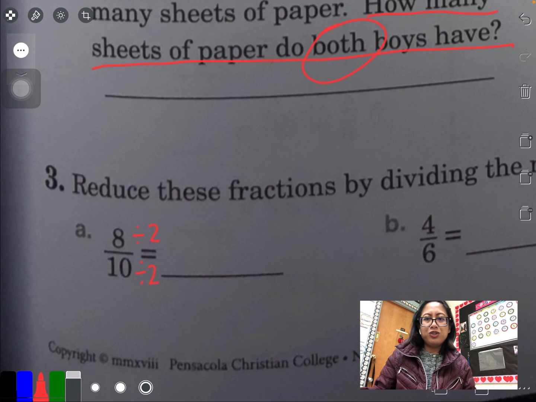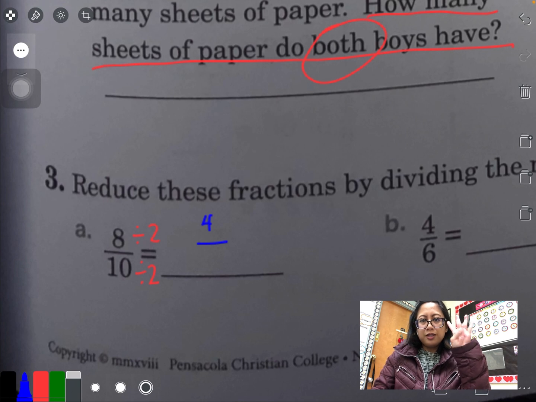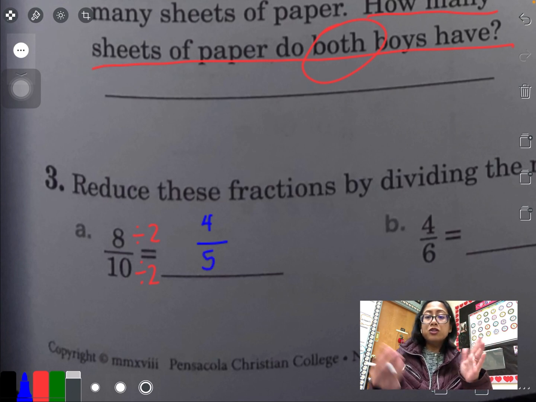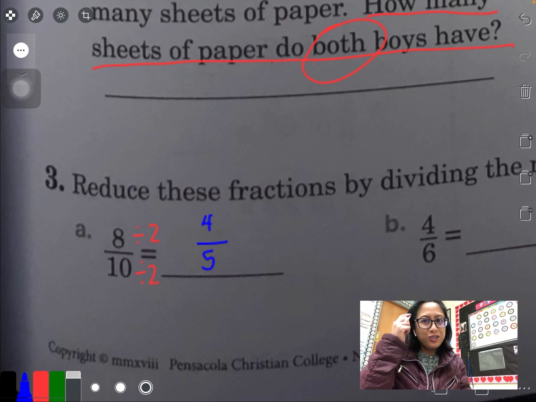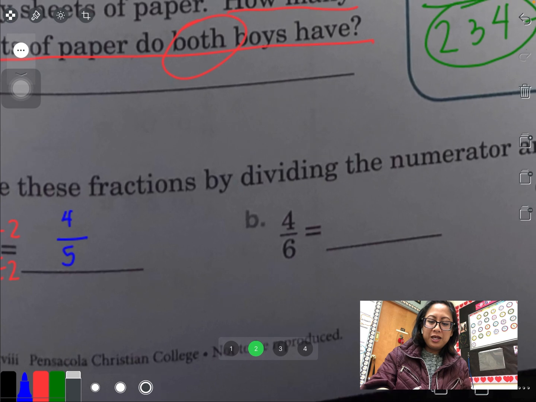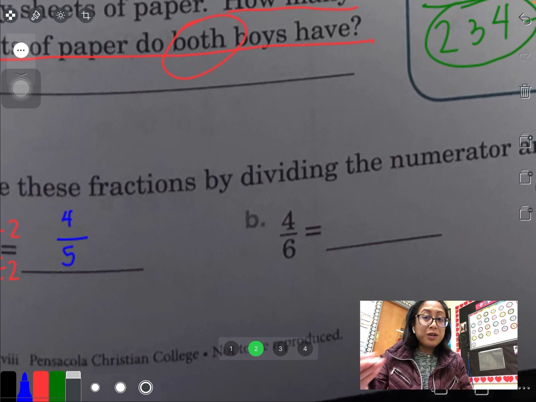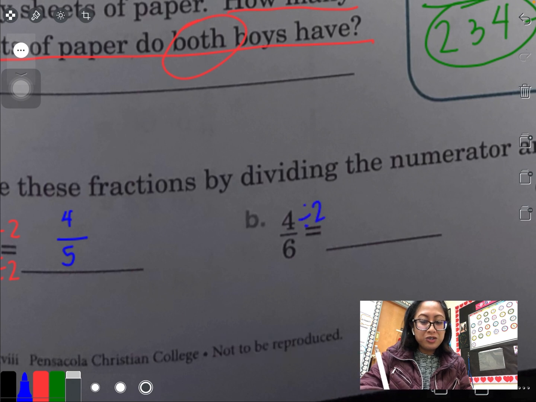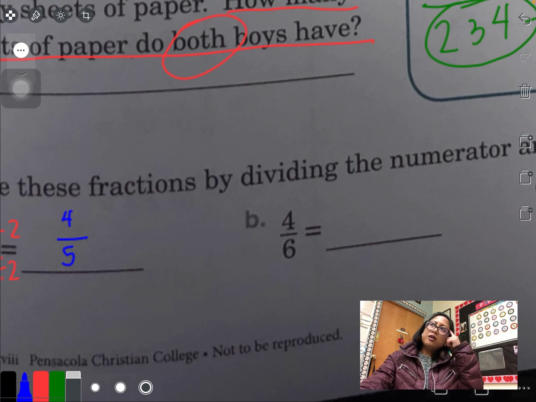And what's 8 divided by 2? 2, 4, 6, 8. So that's 4. 2, 4, 6, 8, 10. That's 5. Okay, you can do that 4/5, or you can do it in your head, all right? So for letter B, you can write it. You can do divided by 2, divided by 2, or you can do it in your head. 4 divided by 2, okay, I got it, is 2.